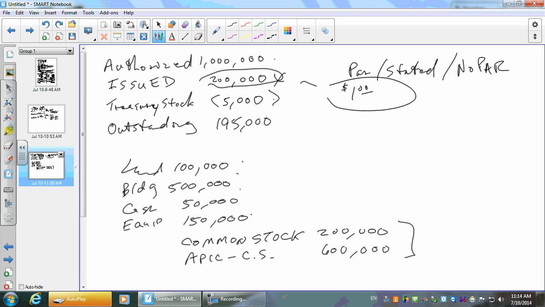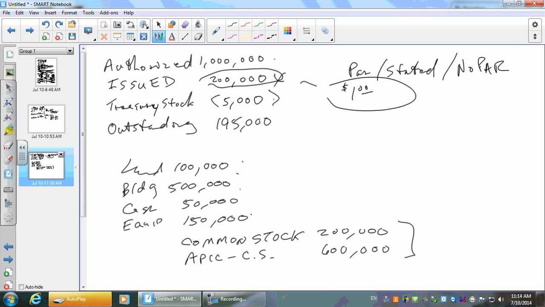What's the APIC? Additional paid-in capital in excess of par. I think the author might call it paid-in capital in excess of par. Additional paid-in capital, common stock, or paid-in capital in excess of par, common stock. That's it. To get what it was per share, I got 800,000 of assets for 200,000 shares. I just divided the assets by the 200,000 shares.